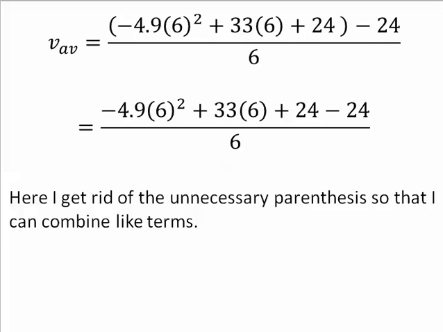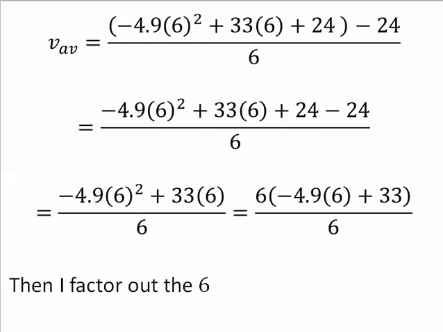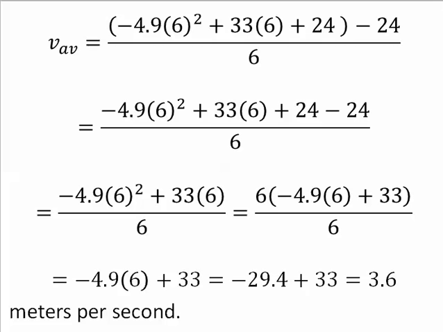I don't need the parentheses starting at negative 4.9 and ending at 24. It was just there to let you know that that is s of 6. So I just get rid of the parentheses. And notice that when I do that, I've got 24 minus 24, which is 0. Now look at how there is a 6 squared and a 6 in the numerator, and then down in the denominator there's a 6. I'm going to factor out a 6 in the numerator, and then cancel the factor of 6 that appears now in the numerator and the denominator. And so I get 3.6, which I could have found if I had just pulled out a calculator earlier. But it's the beginning of the semester, and I want to remind you of how this algebra works.